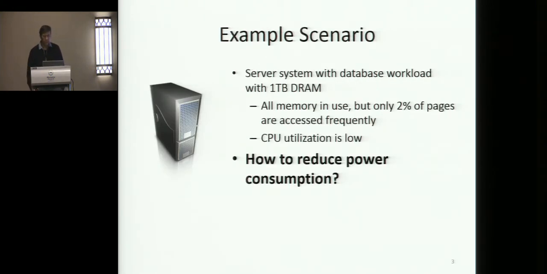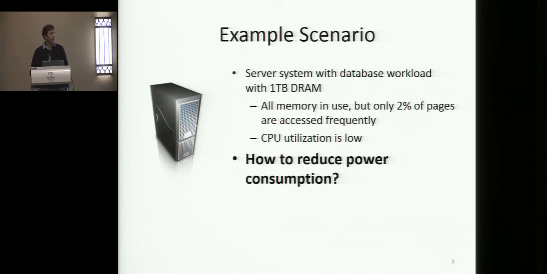To better understand these issues, let's consider an example scenario. Say we have a database workload that's running on a big server machine with a massive amount of memory, say a terabyte of DRAM. Our workload brings a huge amount of its database into memory and fills up our terabyte of RAM, but only about 2% of the pages in the application are actually being accessed frequently. Suppose also that CPU utilization is low, so reducing it won't save much power and will only hurt performance.